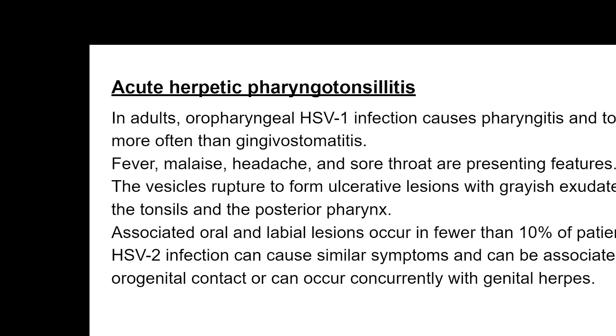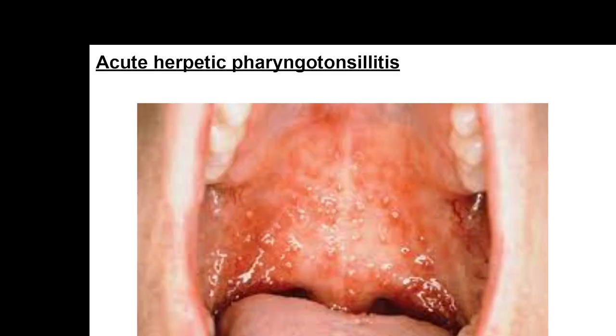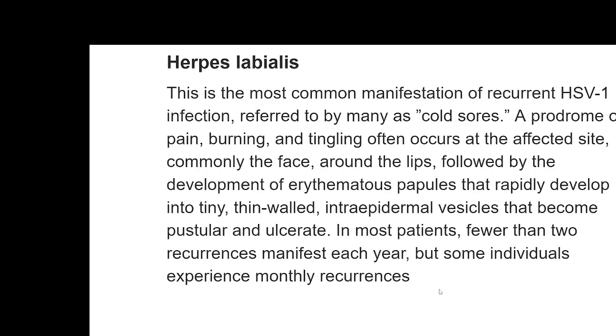And it can cause similar symptoms, can be associated with the orogenital contact, or can occur concurrently with the genital herpes. They can occur also along with the genital herpes. The typical presentation of the pharyngotonsillitis, when you open the mouth and look at the pharynx, you can see these kinds of eruptions. That kind of a typical presentation is in case of the pharyngotonsillitis as such.